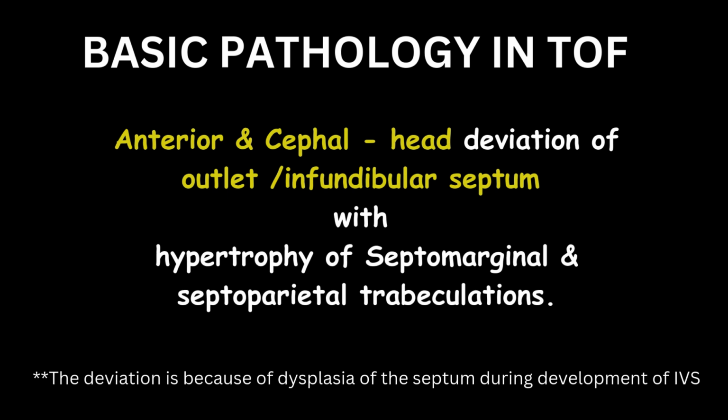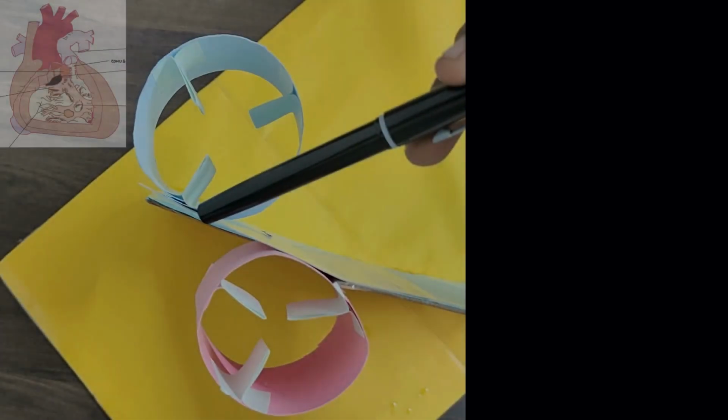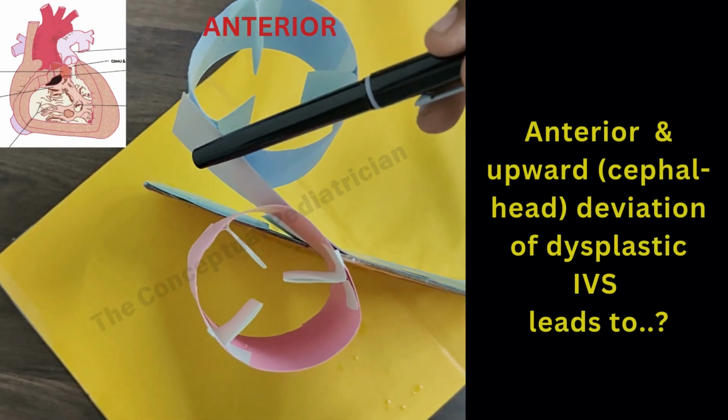TOF is not due to 4 different things happening at random. There is a single defect: the anterior and cephalad, or upward, displacement of the infundibular or outlet septum along with hypertrophy of the septomarginal and septoparietal trabeculations. Now this deviation or displacement is due to dysplasia or hypoplasia of this part of the septum that occurs during its development. Now what problem will this displacement cause?